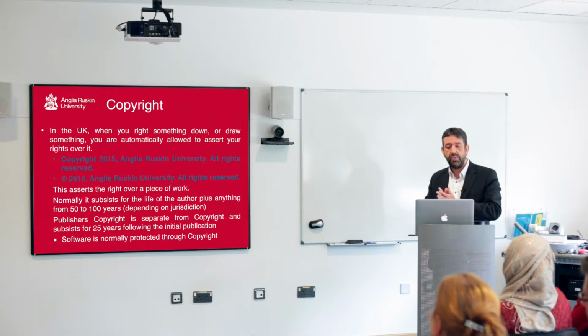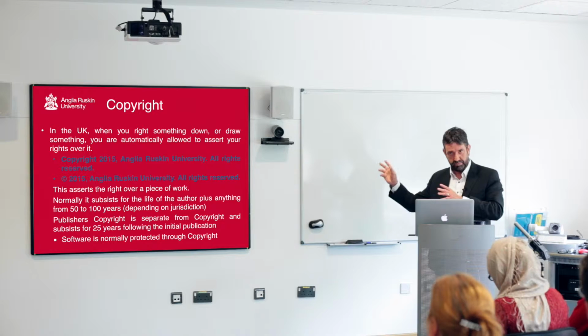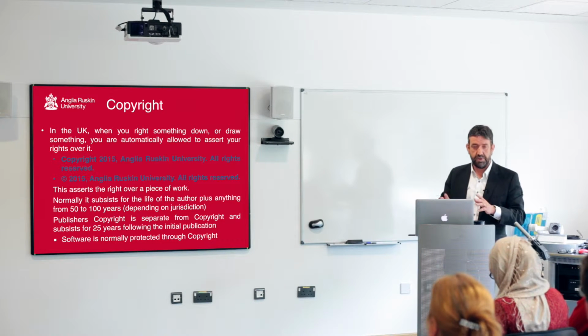Copyright in the UK is automatic. So when you write something down or draw something, you're automatically allowed to assert your right over it. And the way we do that generally is to just write a line somewhere in the intro or at the end, usually on one of the cover sheets. You say copyright 2015, Anglia Ruskin University, all rights reserved. Boom, you've got your copyright. You've asserted your right over it.